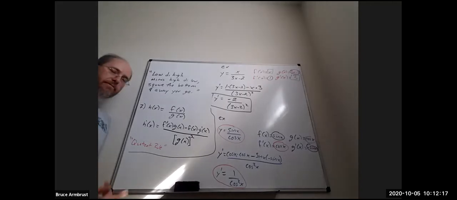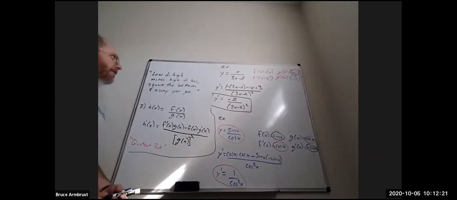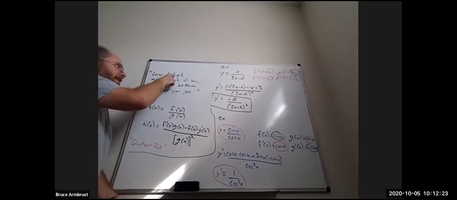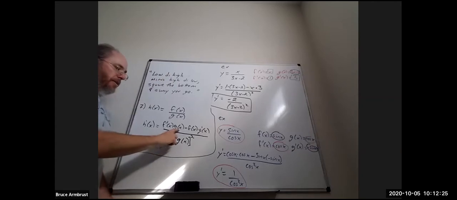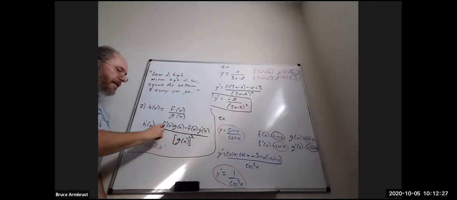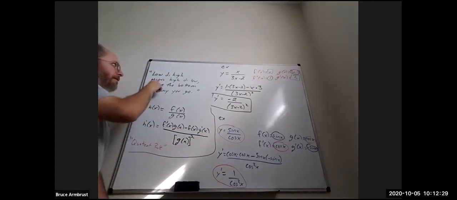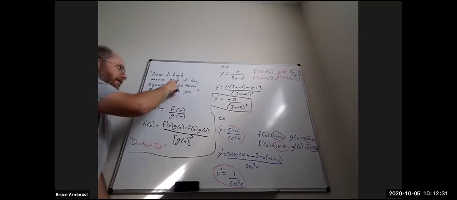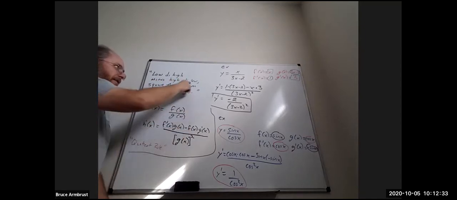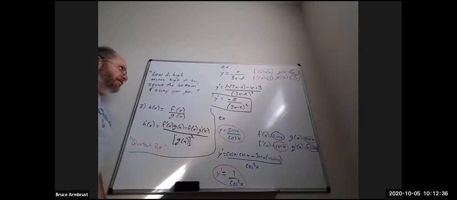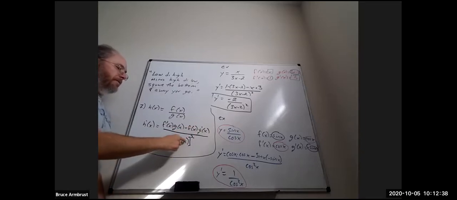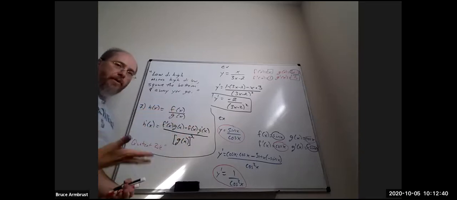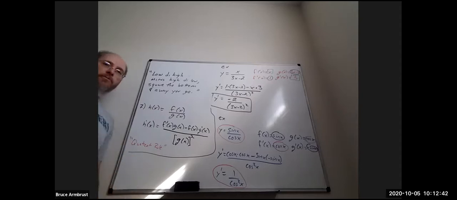Anytime you see a D, that's telling us to take a derivative. So if you look at the top here, it says low d high. So low, g of x, d high, f prime, minus high d low, high, f, d low, g. Square the bottom, g squared, and away you go. So low d high minus high d low, square the bottom, away you go.